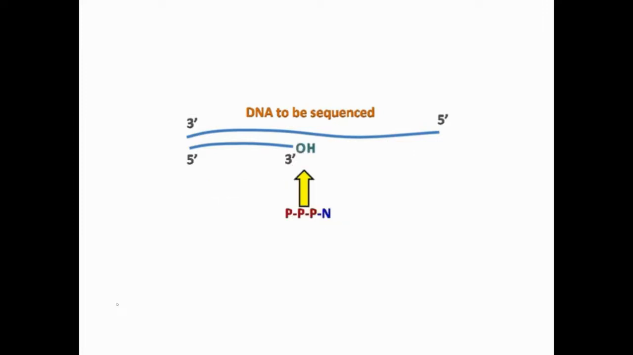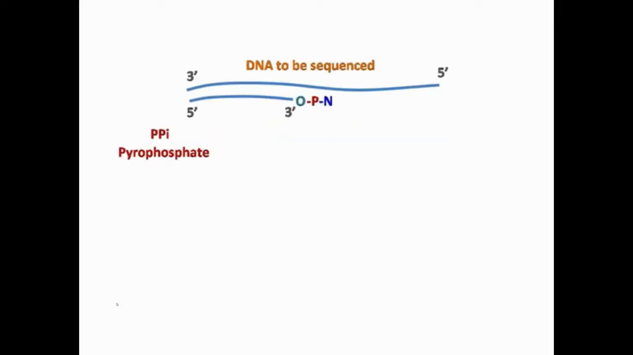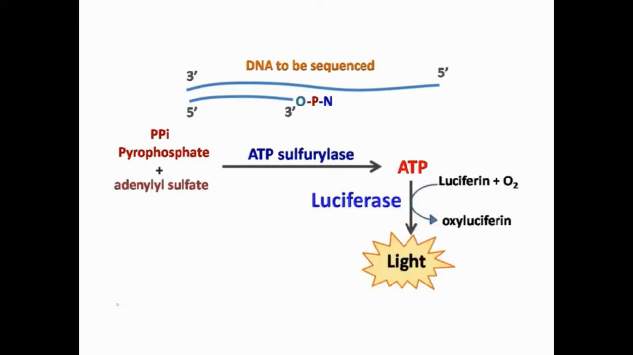When dNTP is added on the template DNA, pyrophosphate is released. This pyrophosphate can be converted into ATP by the enzyme ATP sulfurylase. The ATP can be further utilized by luciferase enzyme to generate light. This is the same enzyme that generates light in fireflies. Along with ATP as an energy source, the luciferase also uses oxygen and luciferin as a substrate.